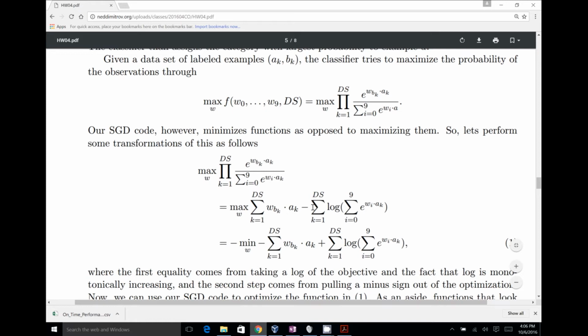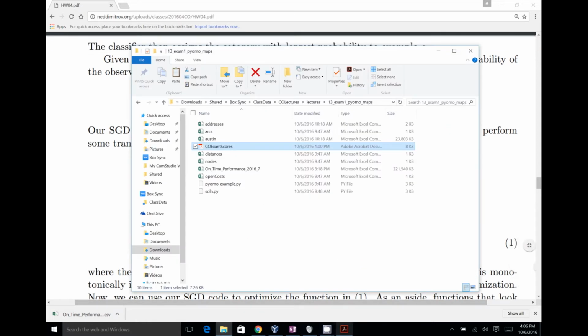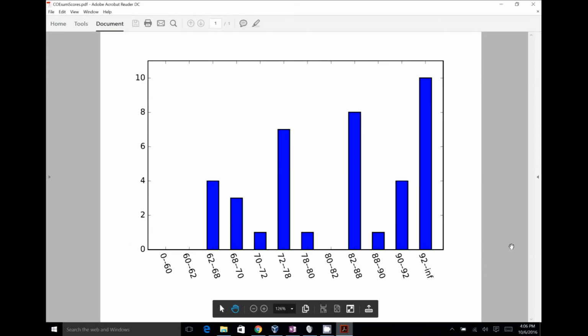Okay, if not, let's briefly talk about the exam. I've graded the exam. This is a distribution of the grades on the exam. They're not evenly spaced bins here. The bins are roughly the way that I'm going to assign letter grades. So this would be an A, 92 and above. This would be an A minus, 90 to 92, and so forth, okay?